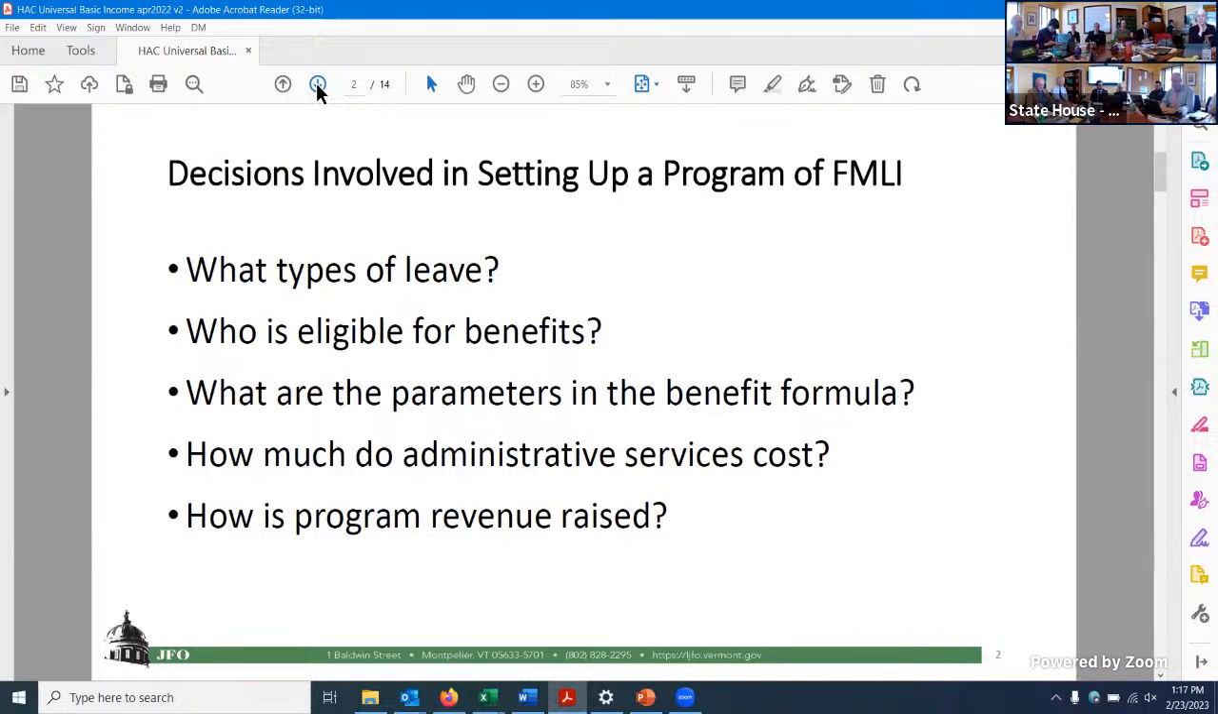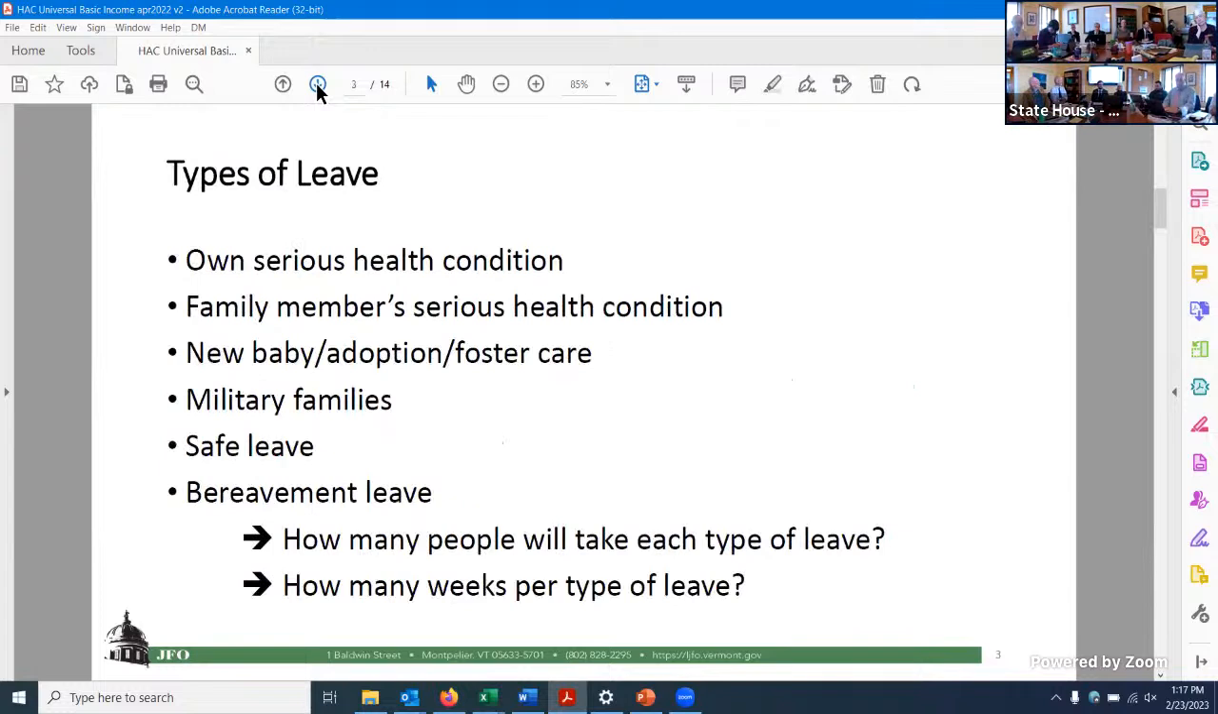How much do administrative services cost? And you'll see that we'll be using a placeholder because we don't really have good information about the administrative services part to date. We expect to get that information soon. And how is program revenue raised? That's a big one for this committee.